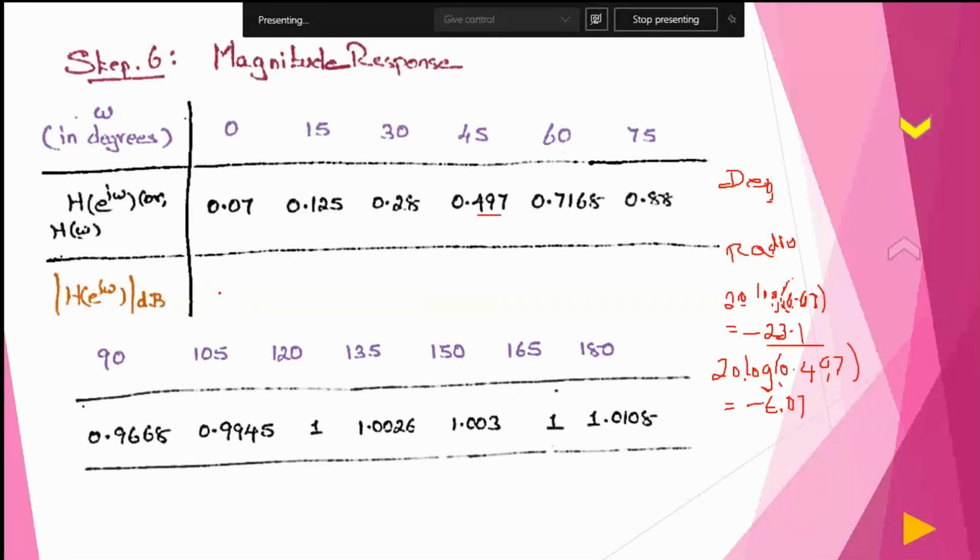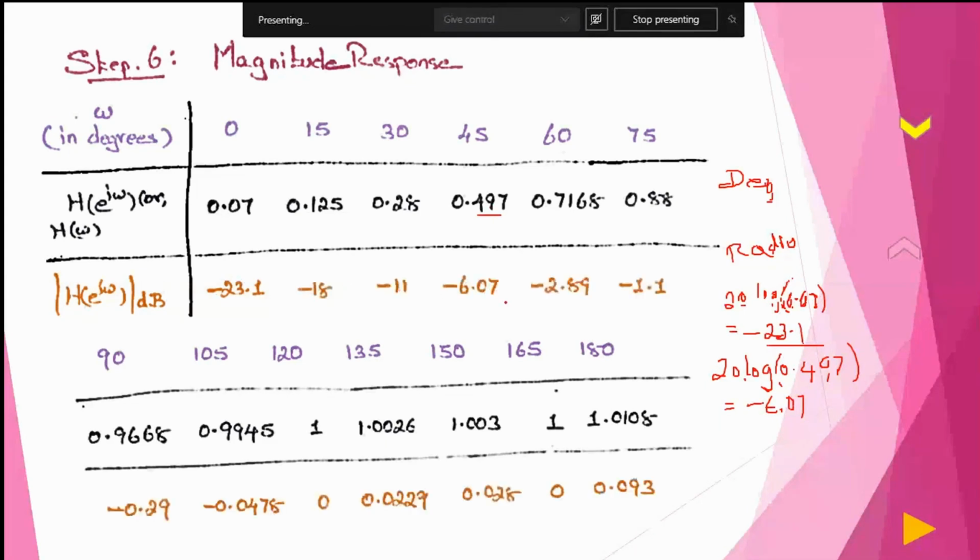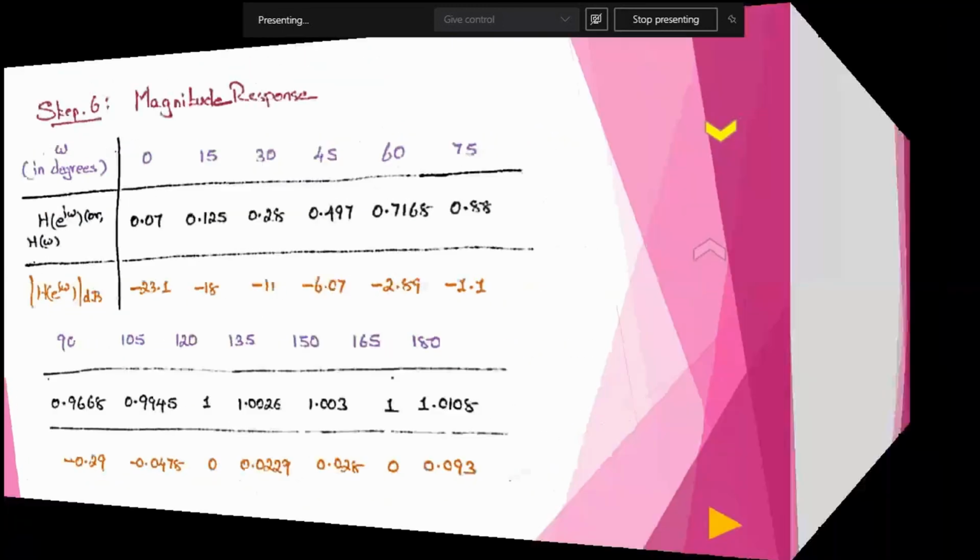So like that we have to determine here the values. So minus 23.1. Similarly we are getting minus 6.07. So far we are finding all the omega values. So இந்த மாதிரி எல்லாத்துக்கும் நாம 20 log ன்னு போட்டு டெசிபல்ல நம்ம கண்டுபிடிச்சிக்கிறோம். சரியா? Next we are going to plot these values in that graphical sheet.